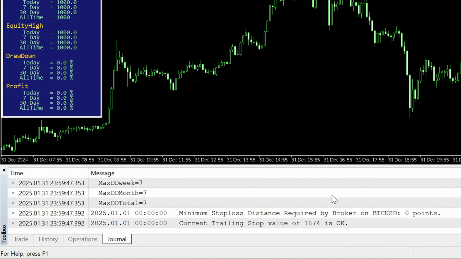The very first thing that the EA is now going to check is what is the minimum stop loss distance required by the broker. And if the input by the user is lower than that, then it will override with the broker's minimum. So we know that the trailing is going to happen, albeit at a bigger distance from the price.